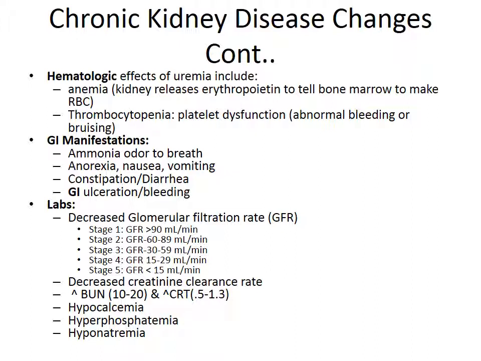The following labs show a decrease in the glomerular filtration rate according to the stage of the renal dysfunction. Stage 1 is a GFR less than 90. Stage 2 is a GFR from 60 to 89. Stage 3 is a GFR from 30 to 59. Stage 4 is a GFR of 15 to 29. And the last and most difficult stage is stage 5, which is a GFR of less than 15 mils per minute. Decreased creatinine clearance rates, a BUN that's elevated, a creatinine that's elevated, hypocalcemia, hyperphosphatemia, and hyponatremia.